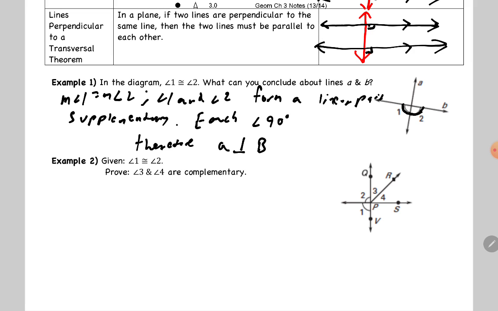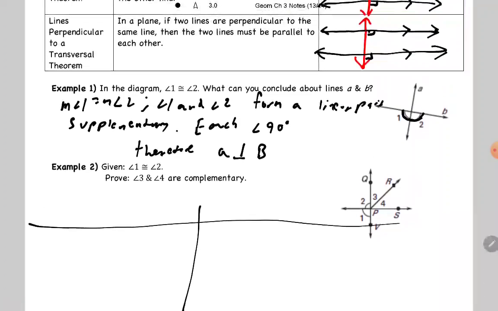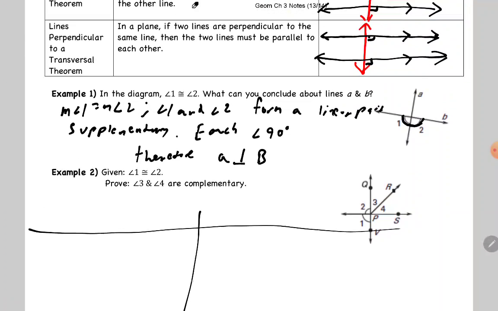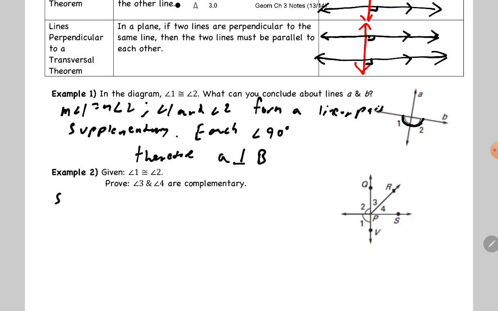So, statement. I'm not going to have enough space. Let's see if I can give myself more space. So statement, reason.